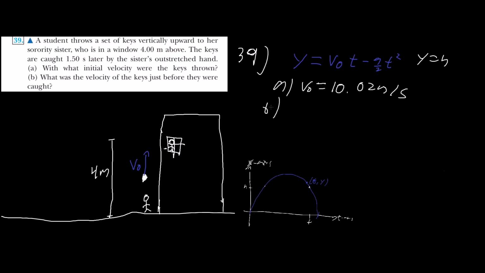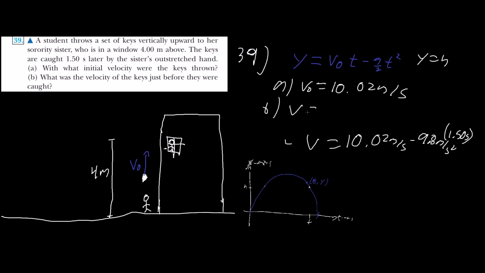What was the velocity of the keys just before they were caught? Well, we just got the initial velocity. So the final velocity is going to be the initial velocity, 10.02 meters per second, minus the acceleration, 9.8 meters per second squared, times the time it took to reach 4 meters, which is 1.5 seconds. So it's really taking v minus g times 1.5.